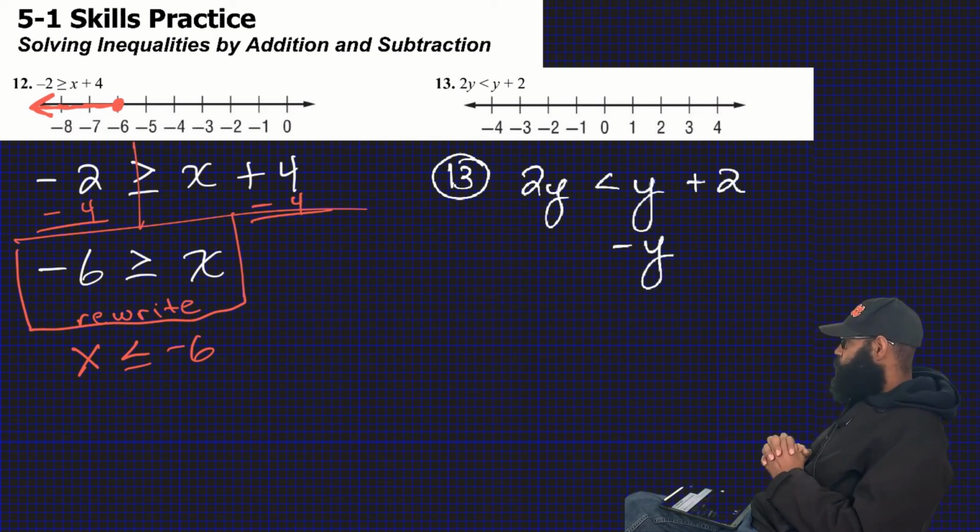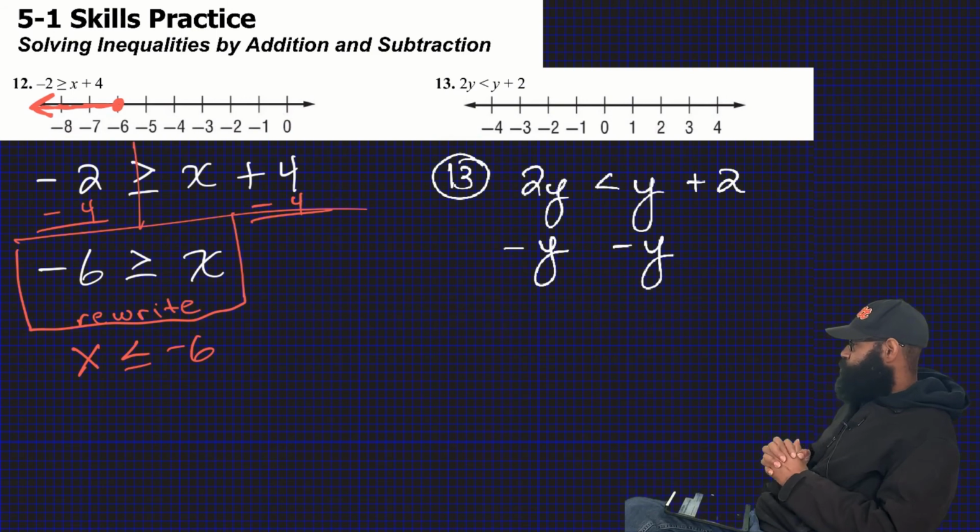13, gotta love it. They want to throw a curve at you. You're gonna take it out the park. Subtract y from both sides and 1y, or just y.